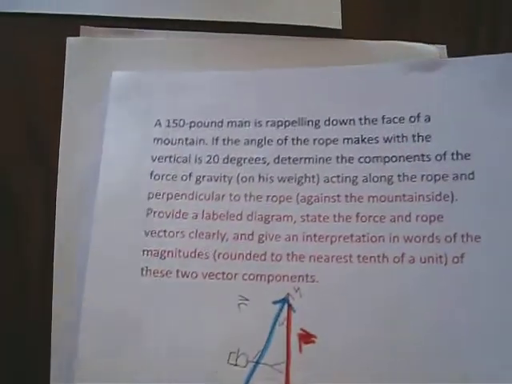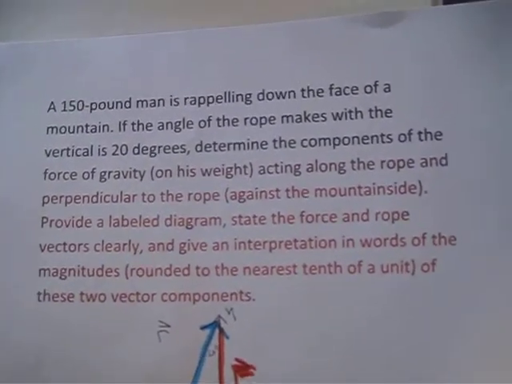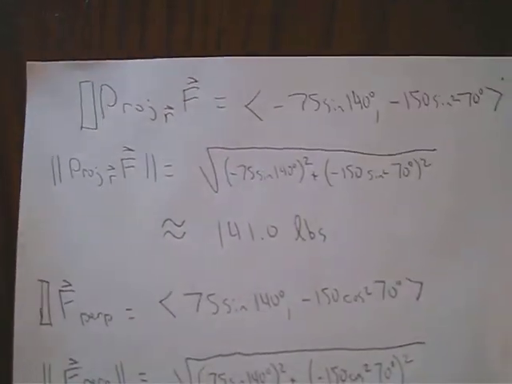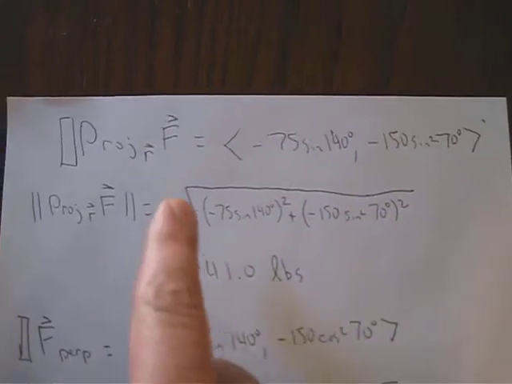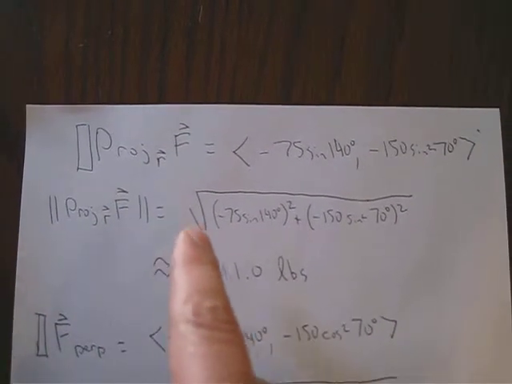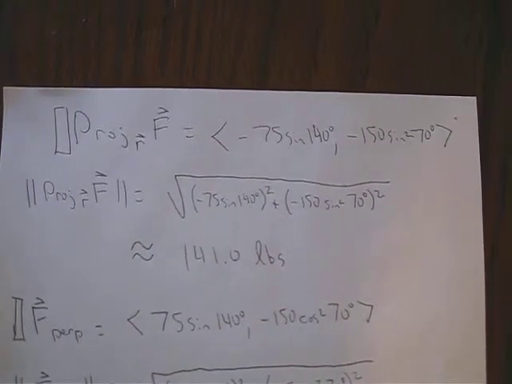Finally, the problem asks us to interpret our findings. It says, give an interpretation in words of the magnitudes rounded to the nearest tenth of a unit of these two vector components. So first, let's just find the magnitudes. Pretty straightforward math. We don't really need to go into all the calculations. We can just take the magnitude of the projection of F onto R, which is just the square root of the squared sums of its vector components.